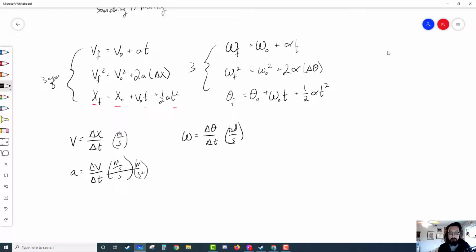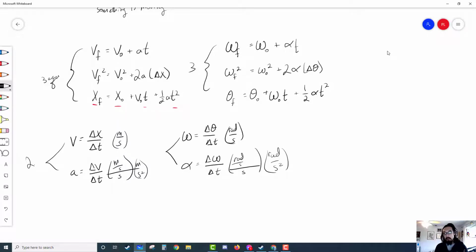I'm just going to write that on the side. And alpha is the same. It'll be the change in omega over the change in time, and we get, of course, radians per second divided by seconds, and that gives us radians per second squared. So here we have the intro equations, I like to call them. From there, if you remember the kinematics units, we went from these two equations to these three, but kind of went in reverse this time.